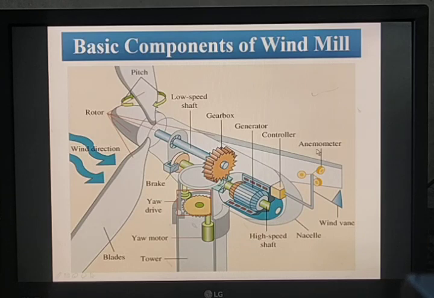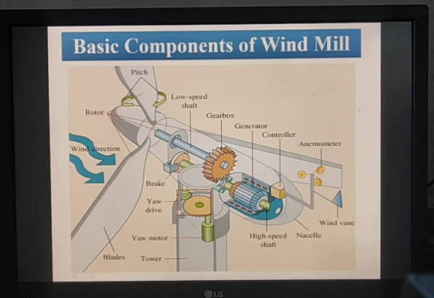Anemometer. Here the anemometer is used to measure wind speed and transmit the data to the controller. Based upon the speed, it will receive the signal and control the operation. Generally, the voltage we can measure with the help of a voltmeter. The current can be measured with the help of an ammeter. The power we can measure with the help of a wattmeter. Similarly, the wind speed can be measured with the help of an anemometer. Wind vane measures wind direction and communicates to the yaw drive.